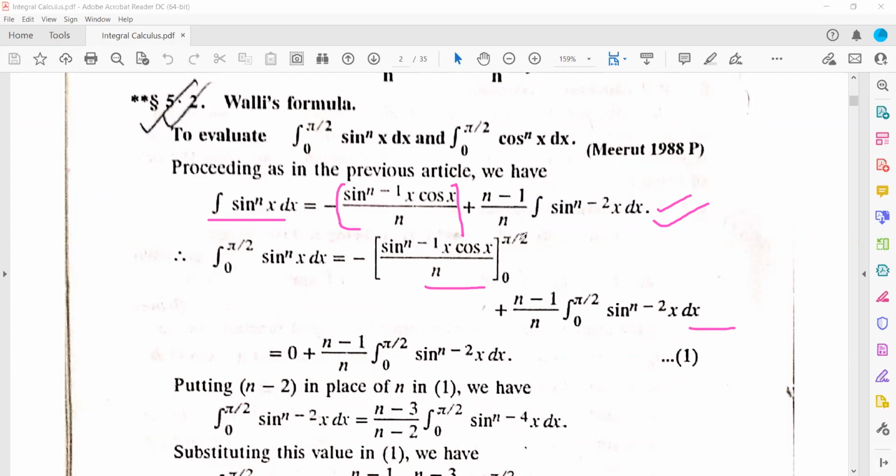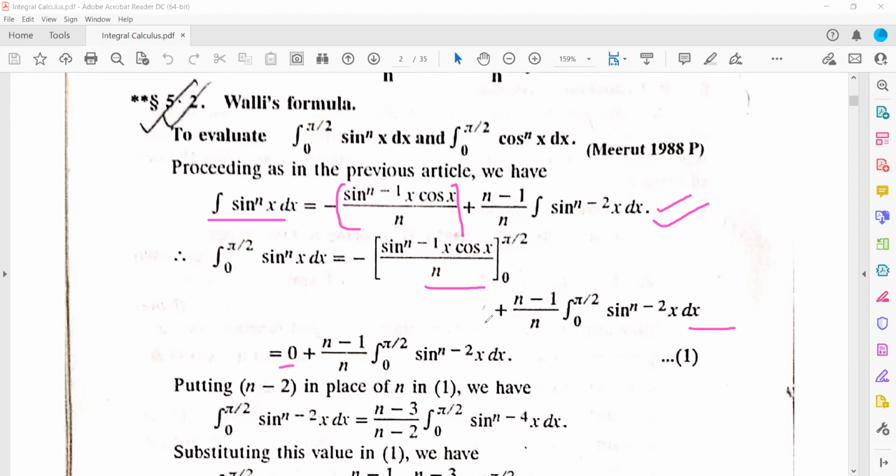Now we put the limit of integration. First put pi by 2: sine to the power n minus 1 of pi by 2 times cos pi by 2. Cos pi by 2 value is 0. Then put 0: sine 0 is 0, so 0 minus 0 is 0. So this part will vanish and become 0. Then n minus 1 upon n, 0 to pi by 2 sine to the power n minus 2 x dx.